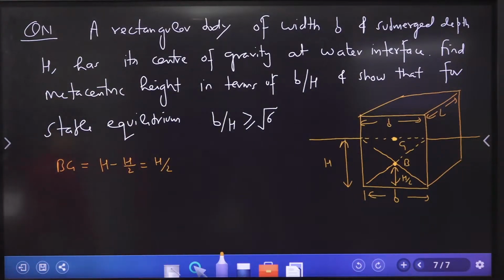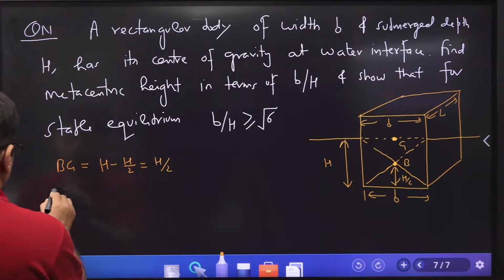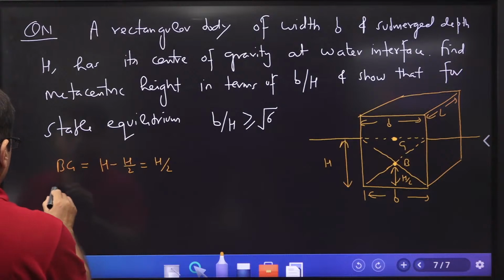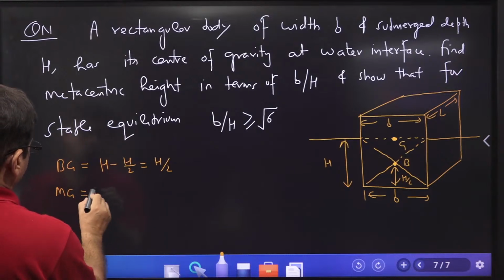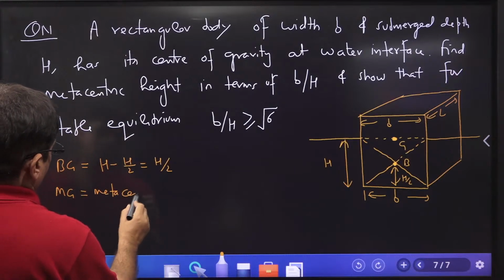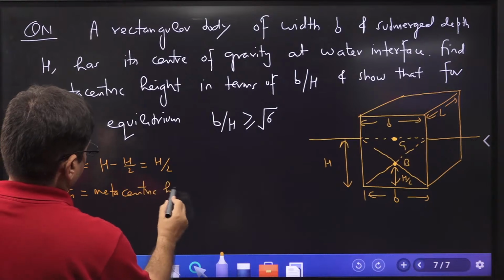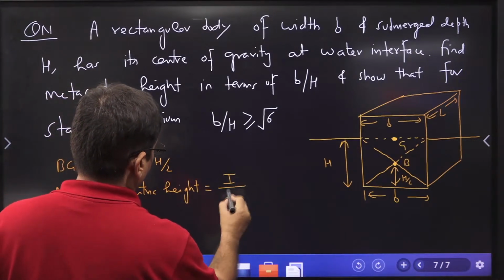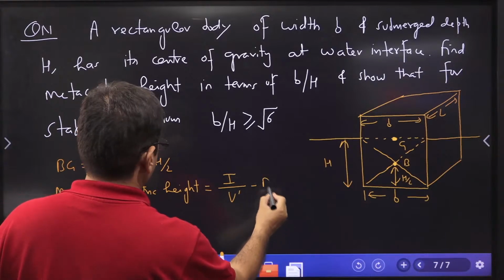How to find out metacentric height? Metacentric height is nothing but the distance M to G. M to G is the metacentric height, which is nothing but I over V dash minus BG.